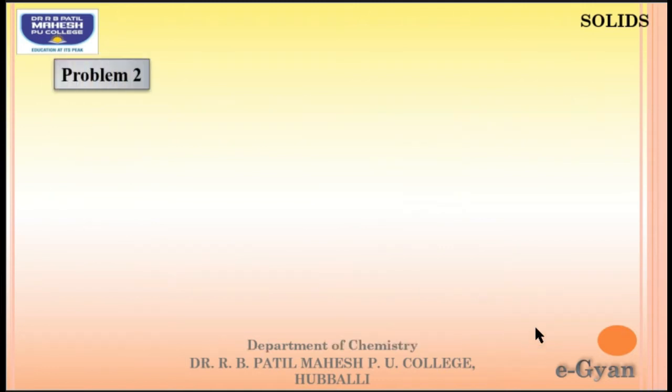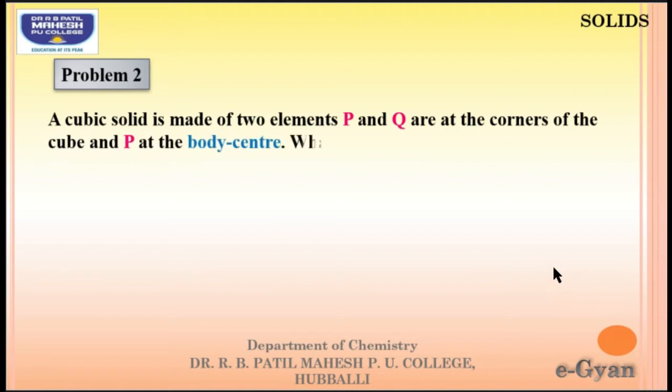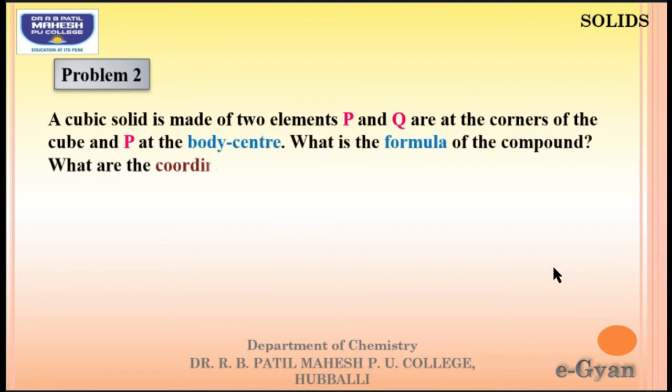Second numerical: a cubic solid is made up of two elements P and Q. Q atoms are at the corners of the cube and P at the body center. What is the formula of the compound, and what are the coordination numbers of P and Q?